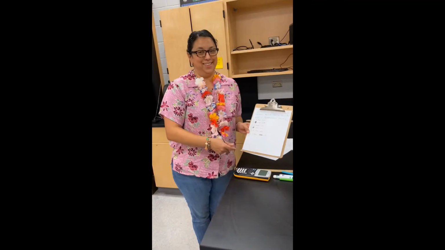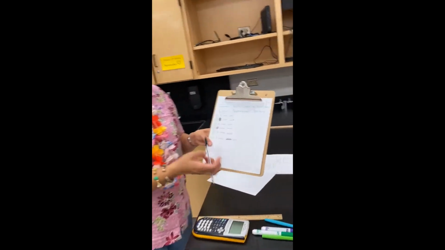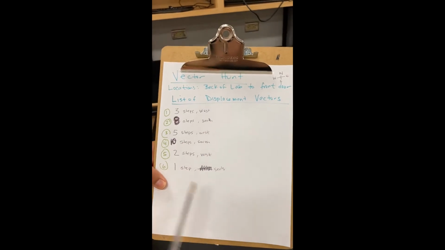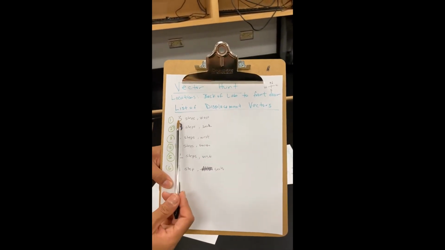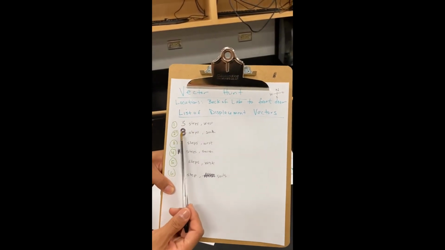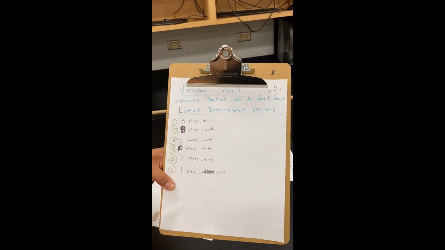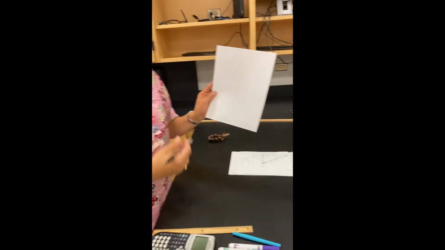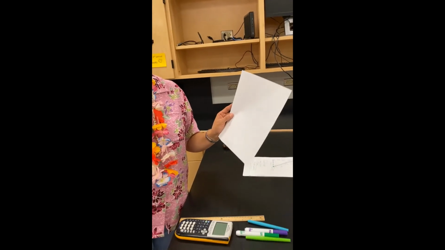All right. After you finish your displacement vectors, you want a list of them. You want to also include direction because vectors have direction. For example, my first vector was 3 steps to the west, 8 steps south, and so forth. After this, you want to solve for the resultant in a graphical method.